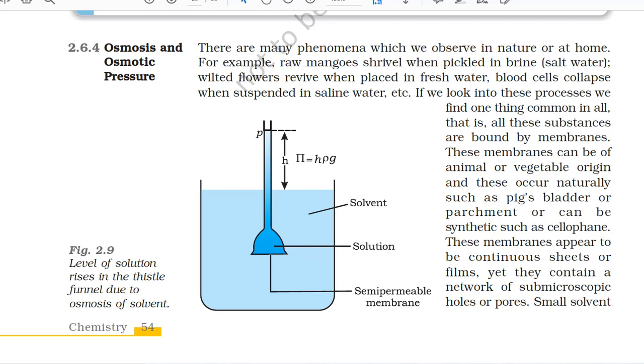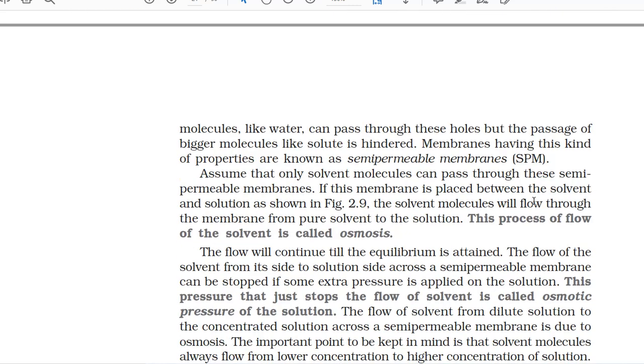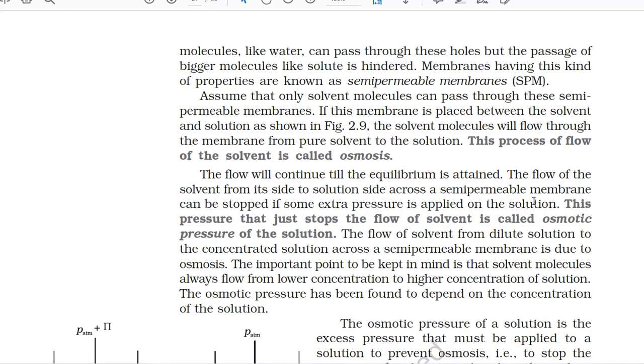These membranes can be of animal or vegetable origin, and occur naturally, such as pig's bladder or parchment, or can be synthetic such as cellophane. These membranes appear to be continuous sheets or films, yet they contain a network of submicroscopic holes or pores. Small solvent molecules like water can pass through these holes, but the passage of bigger molecules like solute is hindered. Membranes having this kind of properties are known as semi-permeable membranes (SPM).